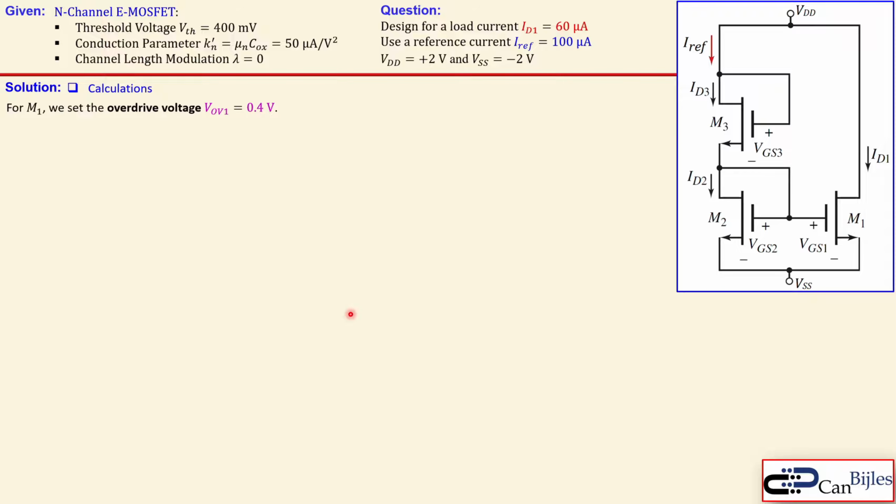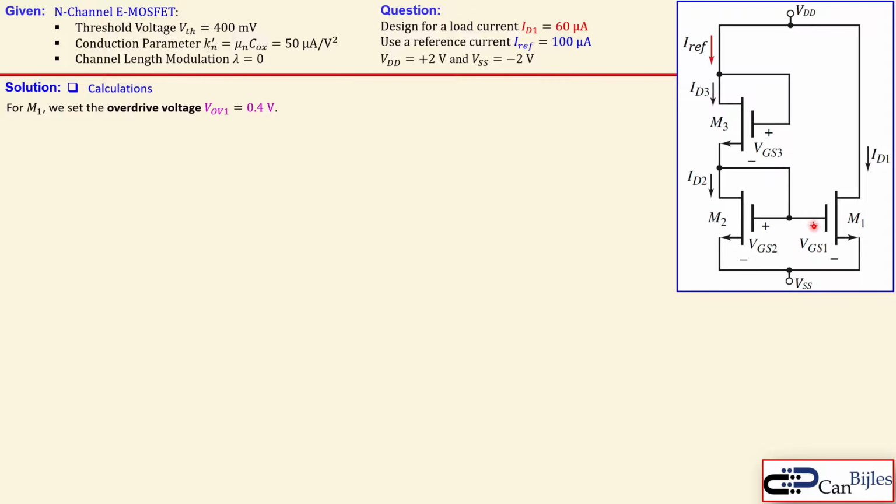The first is calculations. We know for M1, or M2, it doesn't matter, or M3, we can select or set an overdrive voltage, which is called the VOV or sometimes VDSAT, of 0.4 volts. This is arbitrary, so you can also say I will take 0.3 or 0.5, so a little bit larger than 0, in order to have sufficient current flow.